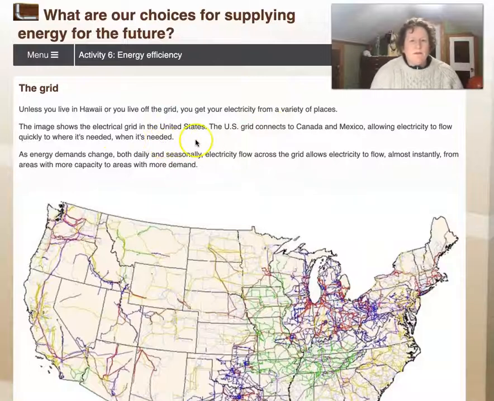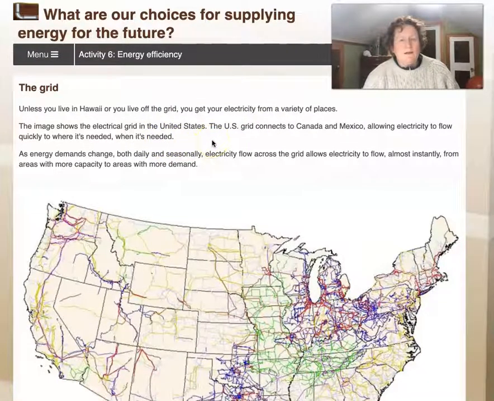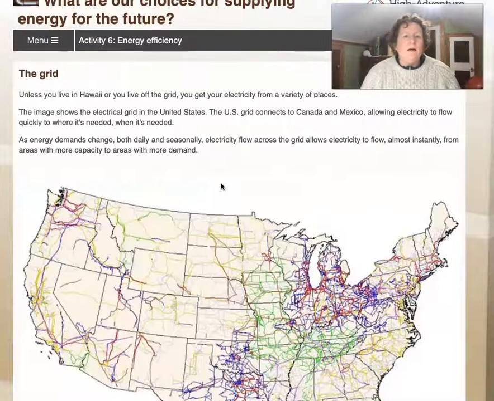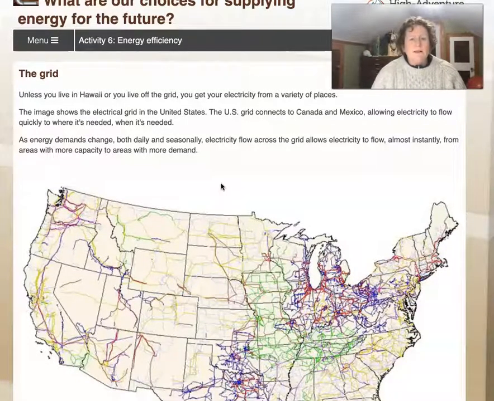The image shows the electrical grid in the United States. It connects to Canada and Mexico, allowing electricity to flow quickly where it's needed, when it's needed. As energy demands change both daily and seasonally, electricity flow across the grid allows electricity to flow almost instantly from areas with more capacity to areas with more demand.